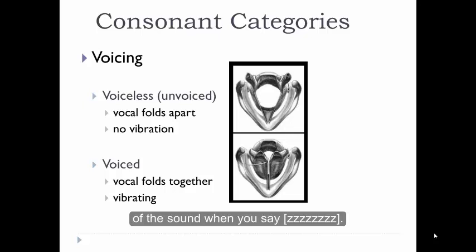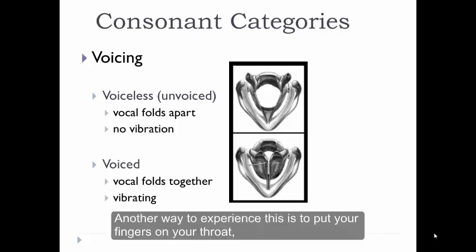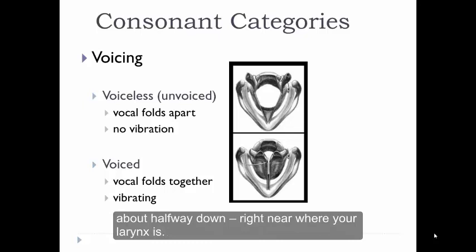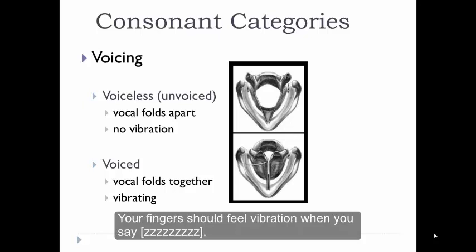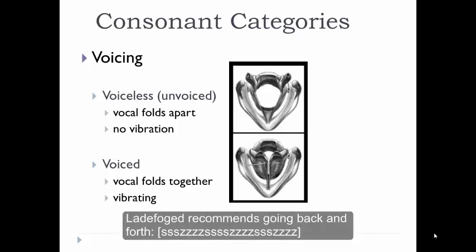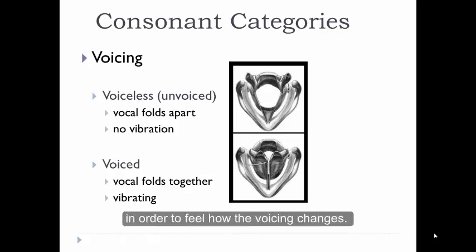zzz. Now, another way to experience this is to put your fingers on your throat about halfway down, right near where your larynx is, and then say the same two sounds, s, then zzz. Your fingers should feel vibration when you say zzz, but they should feel nothing when you say s. Ladefoged recommends going back and forth in order to feel how the voicing changes. This is a good exercise to do.